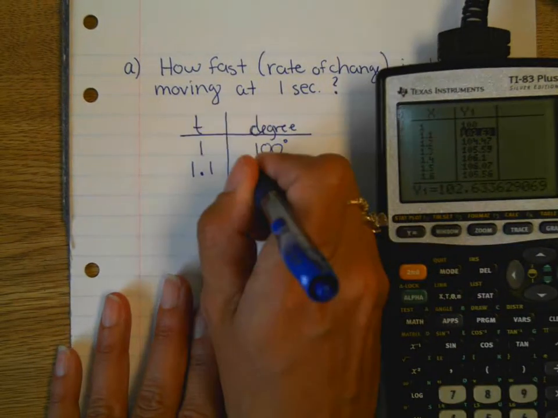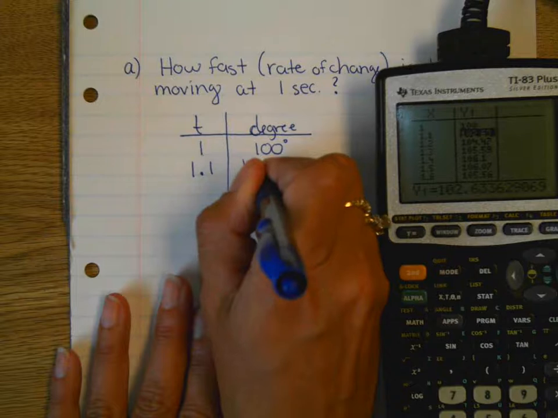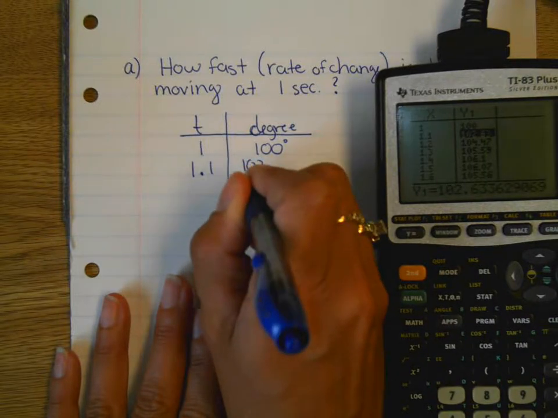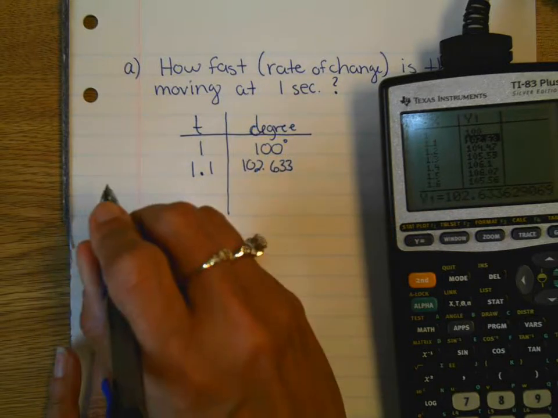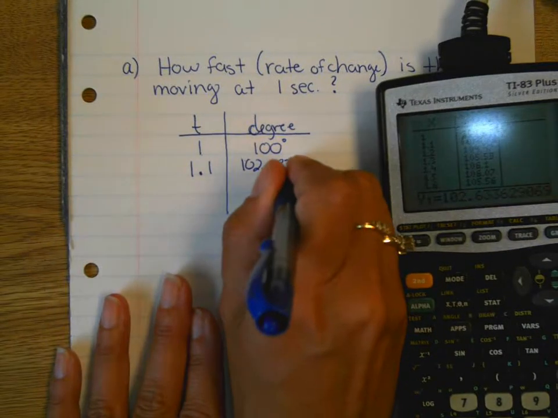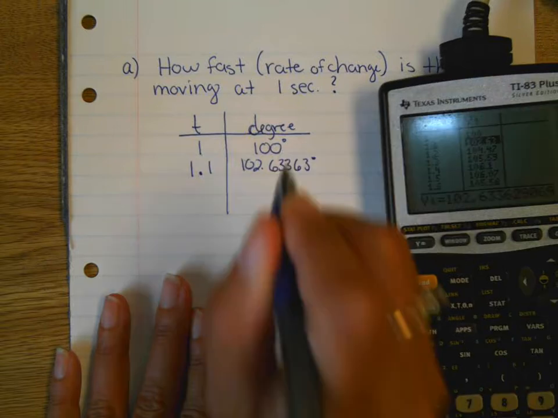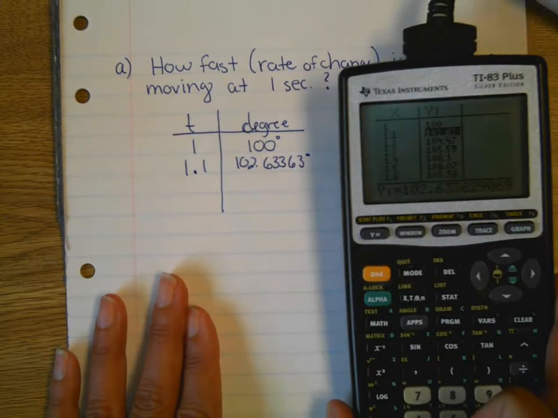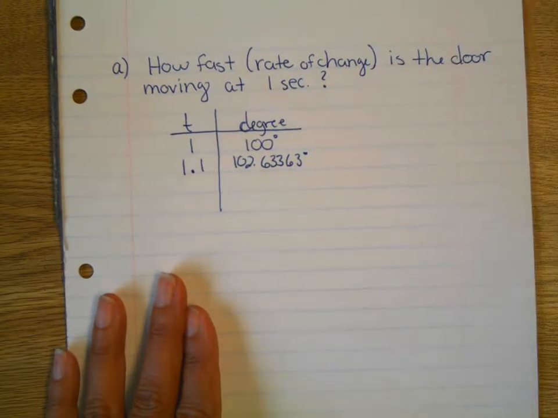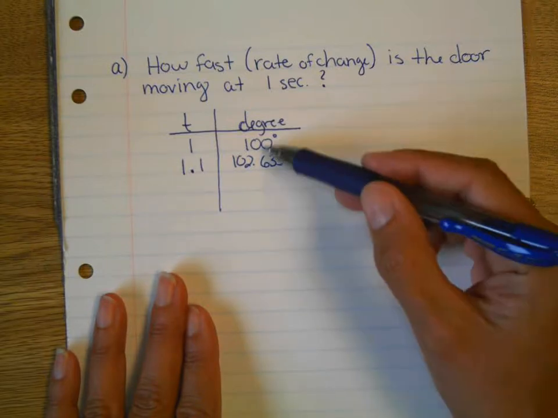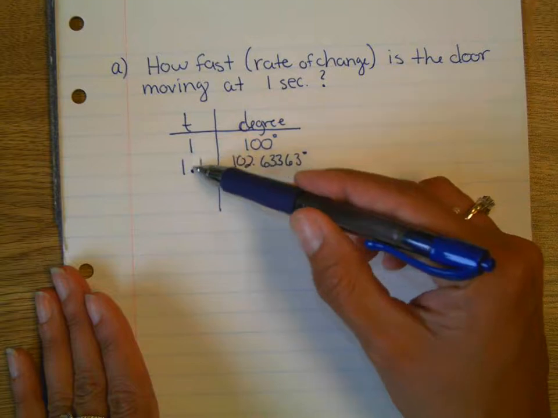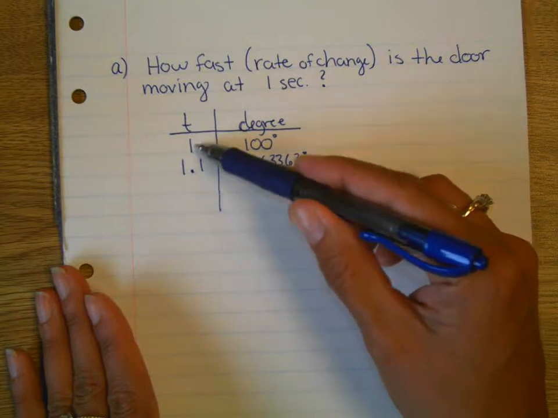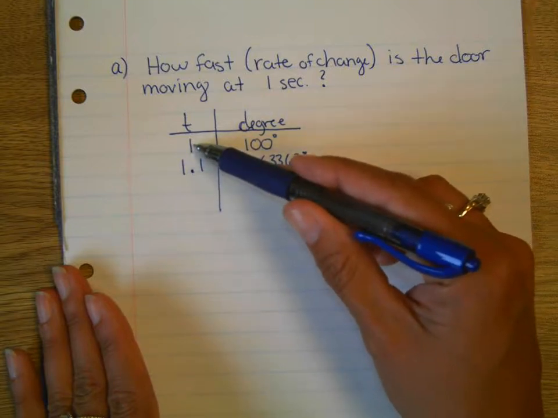I'm going to go at least 5 places out on these. So 102.63363 if I round off. Okay, so now what I can do to figure out how fast it's moving at 1, and it's just going to be an average because I'm looking at what's happening in this very short interval. And that's going to be my estimate for what's happening at 1 second.